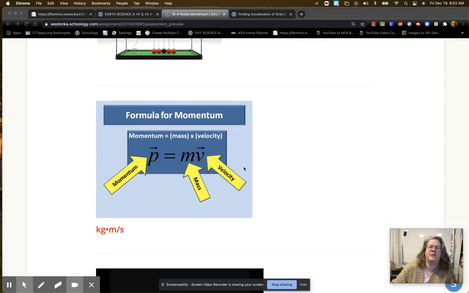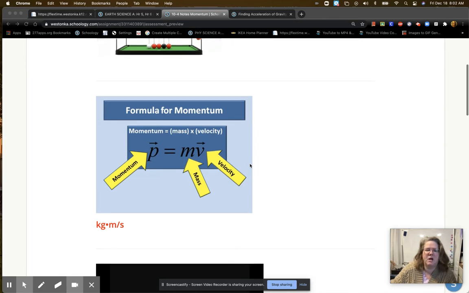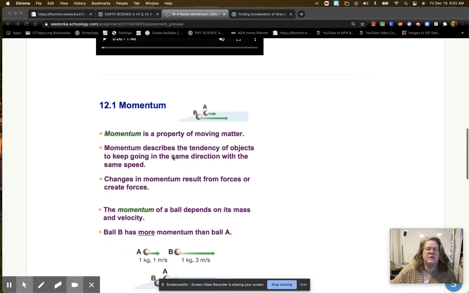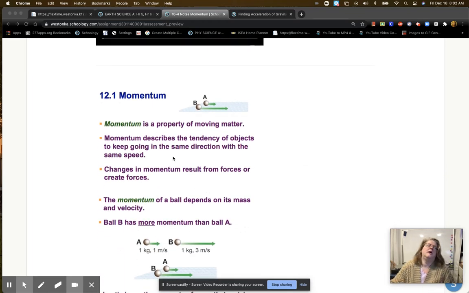Now, this should be familiar. We've talked about this a little bit before. We have a video here if you want to go back and look through it, kind of re-explaining this, so it's there for your assistance if you need it. Momentum is a property of moving matter. It describes the tendency of objects to keep going in the same direction with the same speed. So change in momentum really results from forces or creating forces.